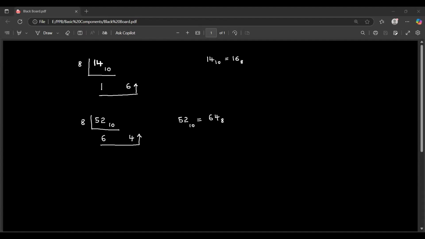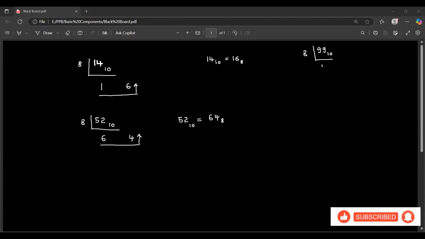Let's try something bigger, like 99. 99 to the base 10 is special because we can't write 9 in the octal number system. It has to be 0 to 7. So let's try that. If you divide it by 8, you will get 12.